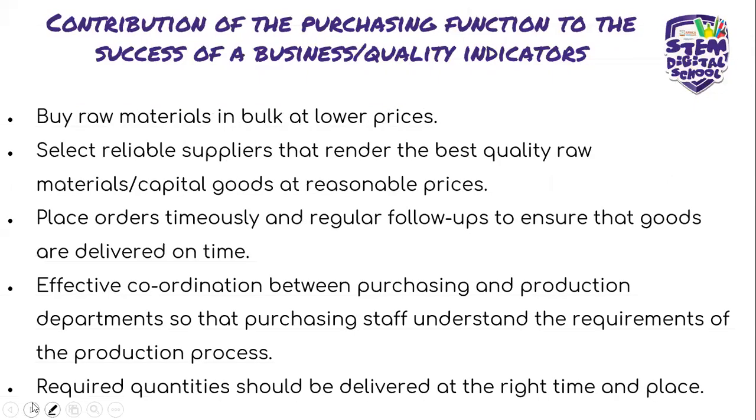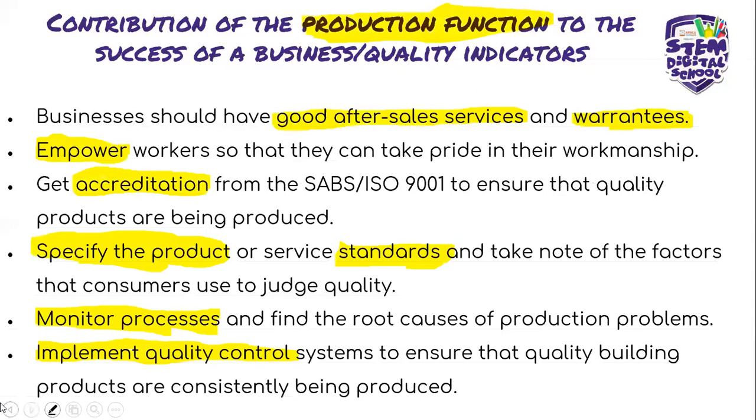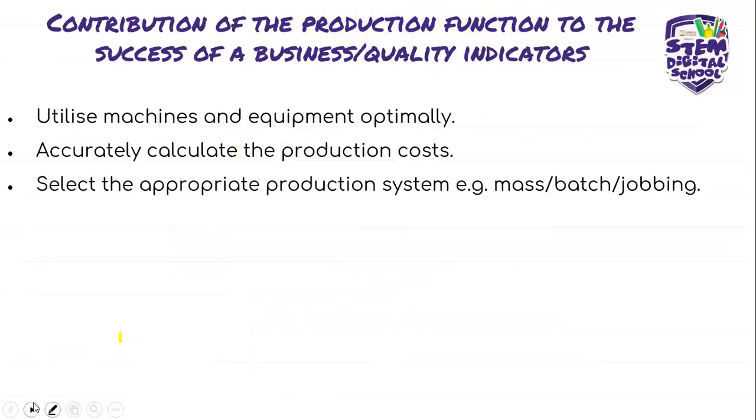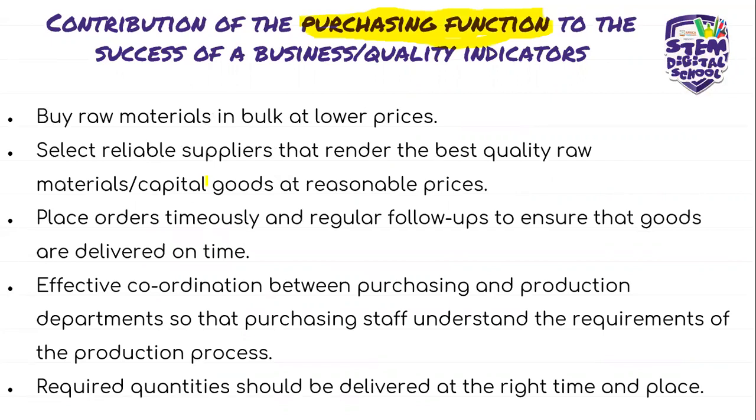All right, so this was the production function. Now, I would like us to look at the purchasing function. We did three functions so far. I'm going to recap with you. How many functions have we done? We're doing the purchasing function. We did the production function. We also did the general management function, right? Now, I want us to look at the purchasing function.